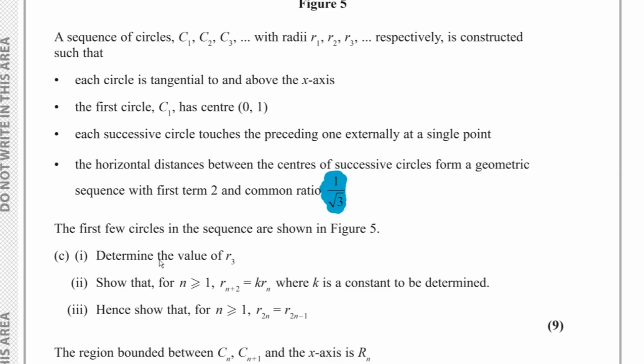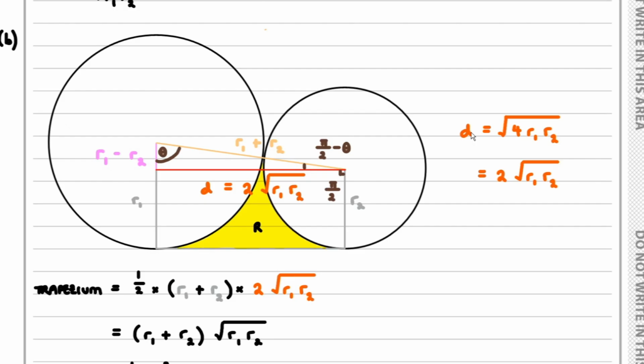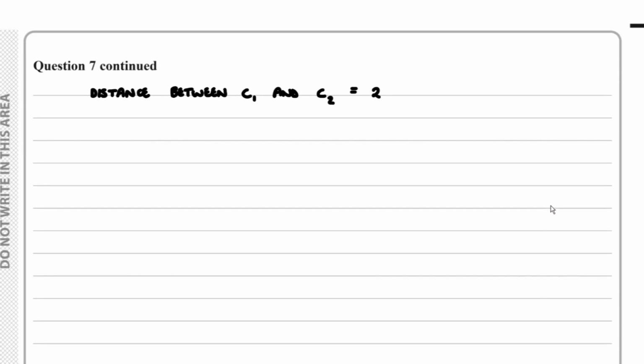For the first part of part C, we have to determine the value of R3. So, C1 has a centre (0, 1), meaning R1 is given by 1. And we know that the horizontal distance between C1 and C2 is 2. So what we can do is use this formula for D, which is 2 times by the square root of R1 R2. So, we have 2 equals 2 times by the square root of R1, which is 1, times by R2. And from this you can see R2 is equal to 1.